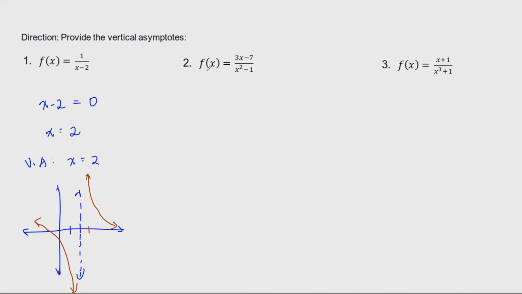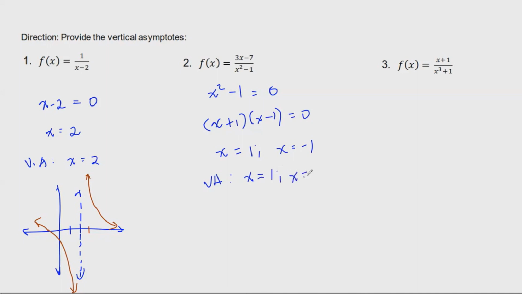Okay, so now let's proceed with number 2, f of x. So that's actually y also, that is 1 over x squared minus 1. Let's make it blue. So if I want to find the vertical asymptotes, I just need to equate the denominator to 0, and then that is simply (x plus 1)(x minus 1) equals 0. So I have x equals 1, x equals negative 1. So the vertical asymptotes would be x equals 1 and x equals negative 1.